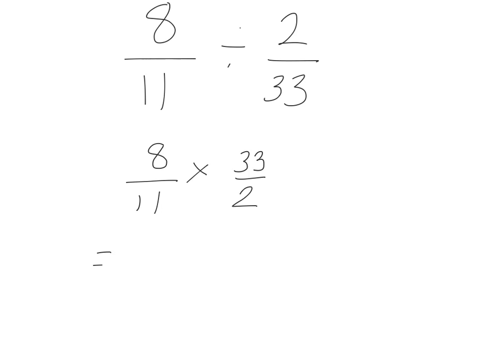So let's look diagonally. What can divide 8 and 2? Both of those can be divided by 2. 2 divided by 2 is 1, 8 divided by 2 is 4. Looking at my other diagonal, 11 and 33, both can be divided by 11. 11 divided by 11 is 1, and 33 divided by 11 is 3. So 4 times 3 is 12, 1 times 1 is 1, and I'll just write that as 12. Those are the two basic examples of multiplying and dividing fractions. We're now going to look at some examples including algebra.